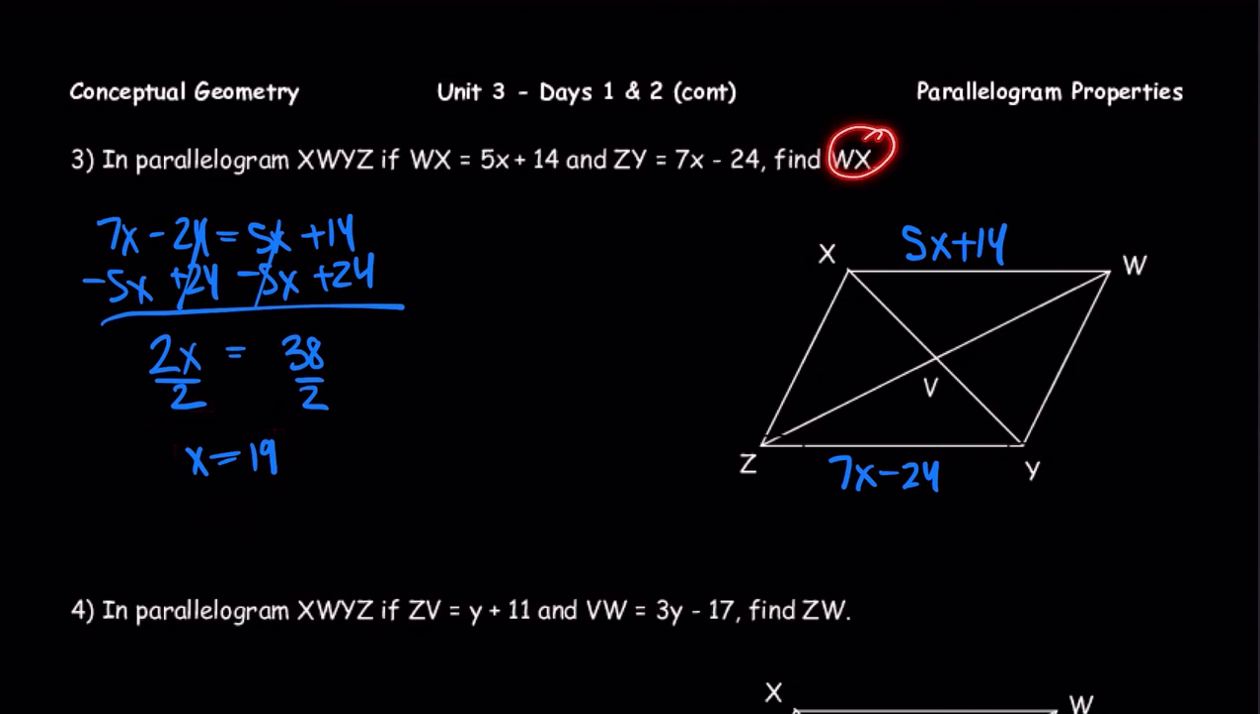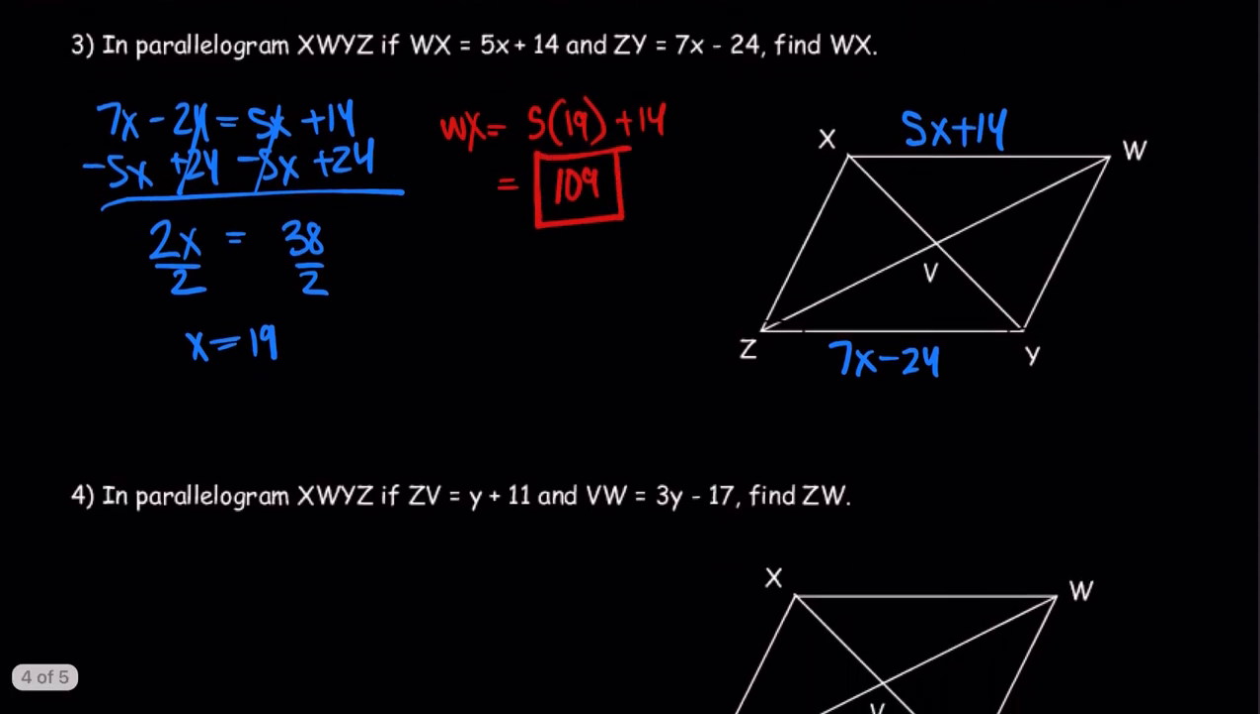I want to find WX. So I need to plug that in here. All right, WX equals 5 times 19 plus 14. I would just throw that right into the calculator. 5 times 19 is 95, plus 14, I believe, is 109. Next example.